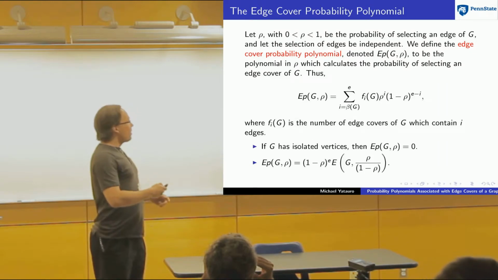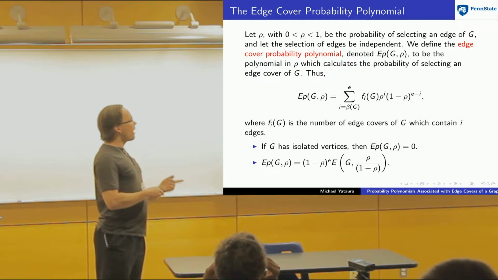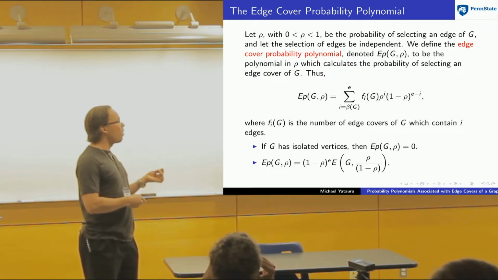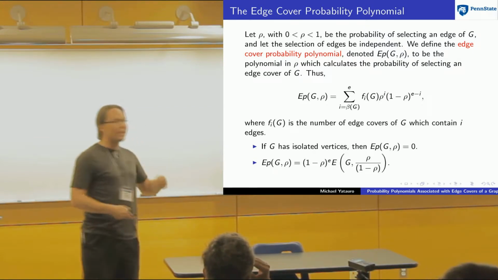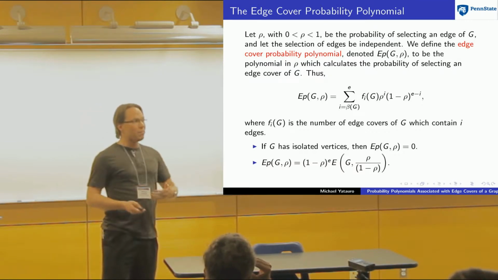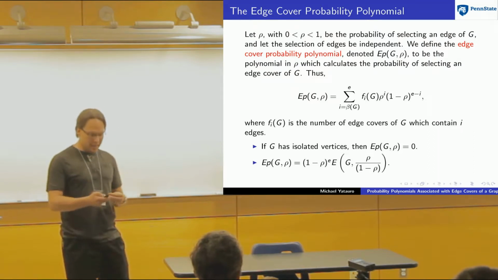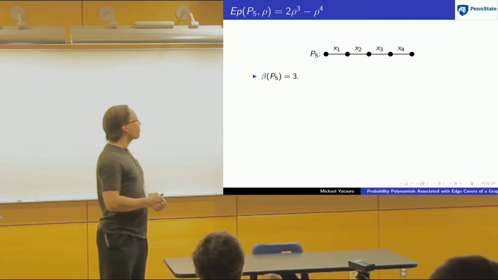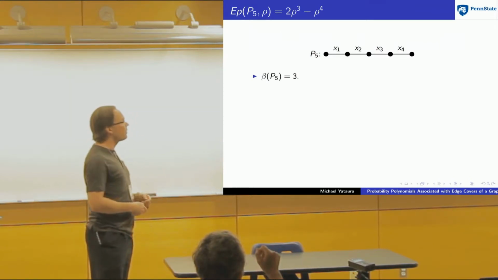Okay, so this can actually be obtained algebraically just by taking the original edge cover polynomial and replacing x with rho over (1 minus rho) and multiplying by (1 minus rho) to the E. So essentially, any parameter polynomial defined in this manner can be turned into a probability polynomial by this sort of transformation here. Okay, so here's a quick example using a P5, a path on 5 vertices.